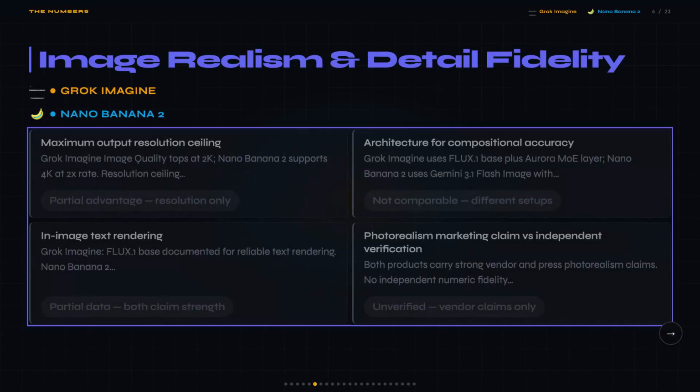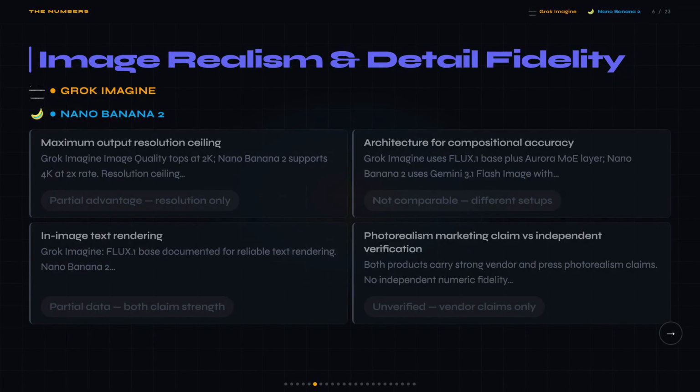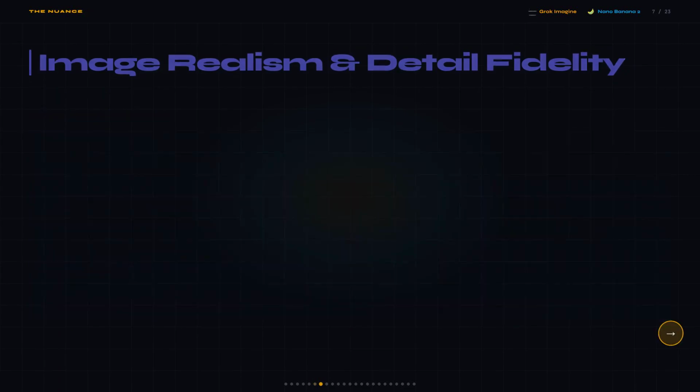Okay, so what I found here was honestly a bit frustrating. I looked at both vendor pages, press coverage, and community reports, and neither product has a published numeric fidelity score. Grok Imagine uses a Flux.1 Aurora base, and claims outputs indistinguishable from photographs. Nano Banana 2 claims vibrant, high fidelity visuals, and goes up to 4K. Both claims have no independent verification.